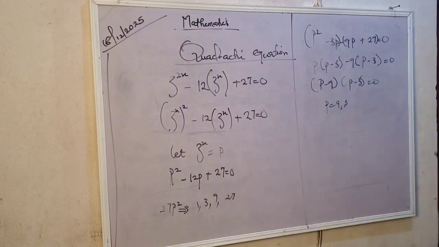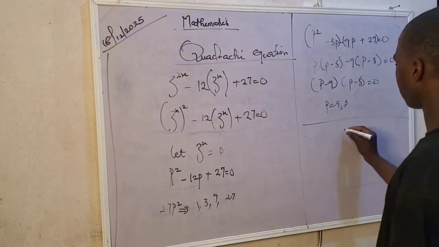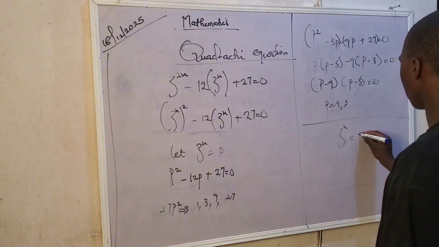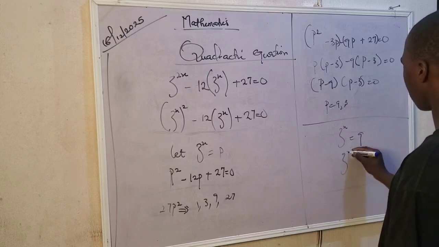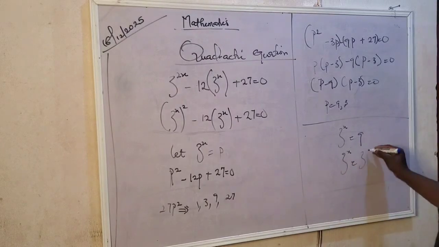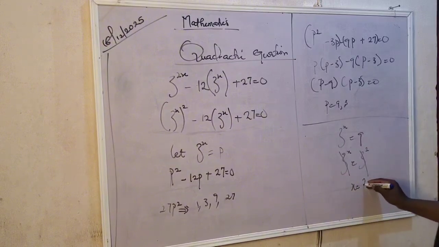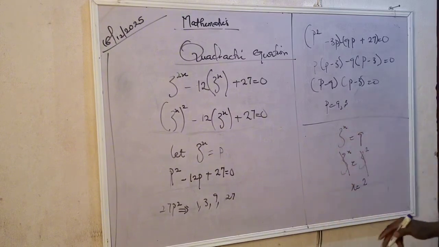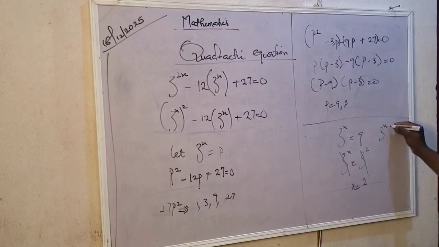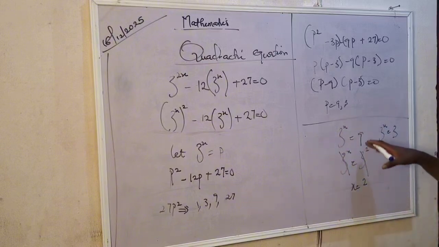X. So what I'm going to do now is replace the value of p. Very easy. We replace the value of p where it's supposed to be. So 3 raised to the power of x equals 9. But 9 expressed as a power of 3 becomes 3 raised to the power of 2. So x becomes 2. Let's try 3. Now we use the p value when it's 9.